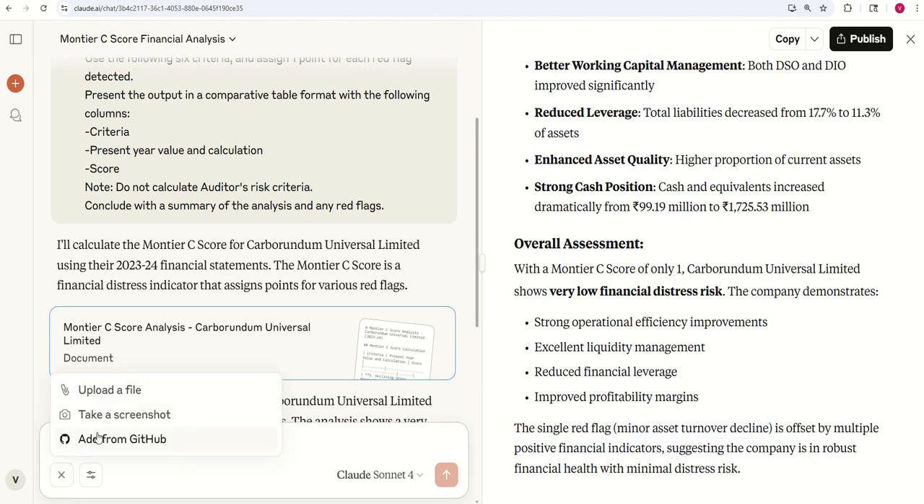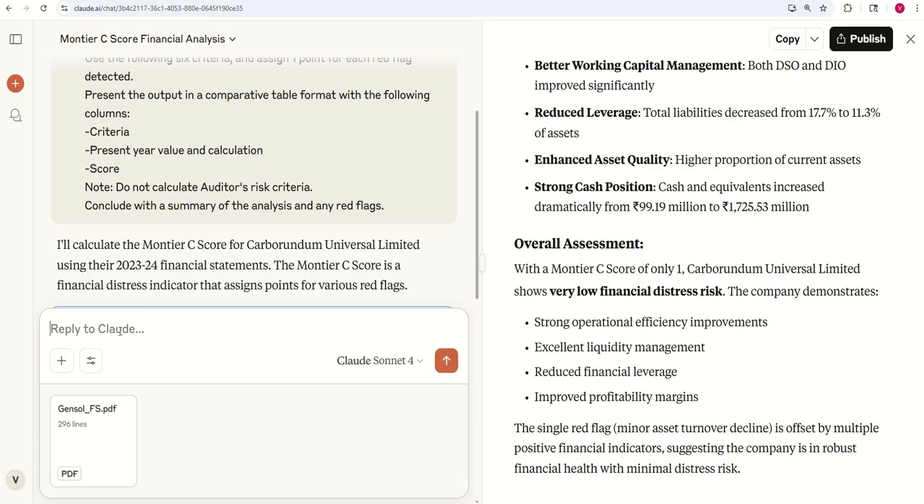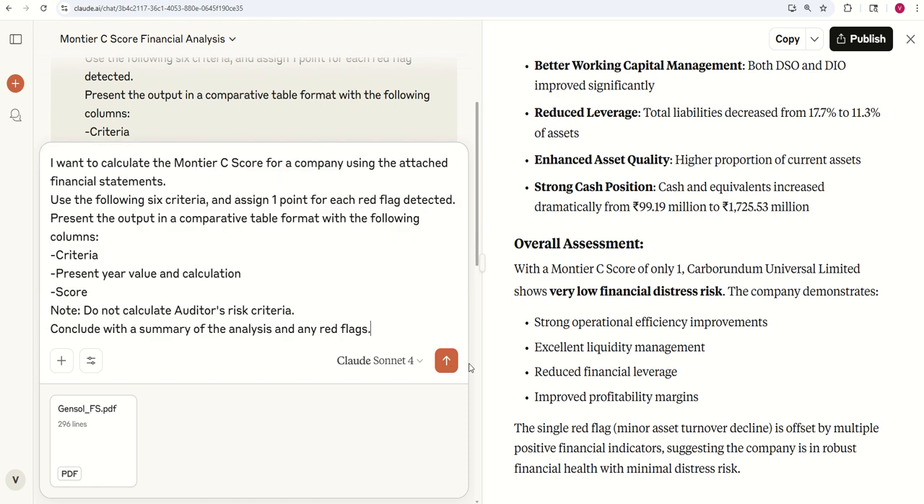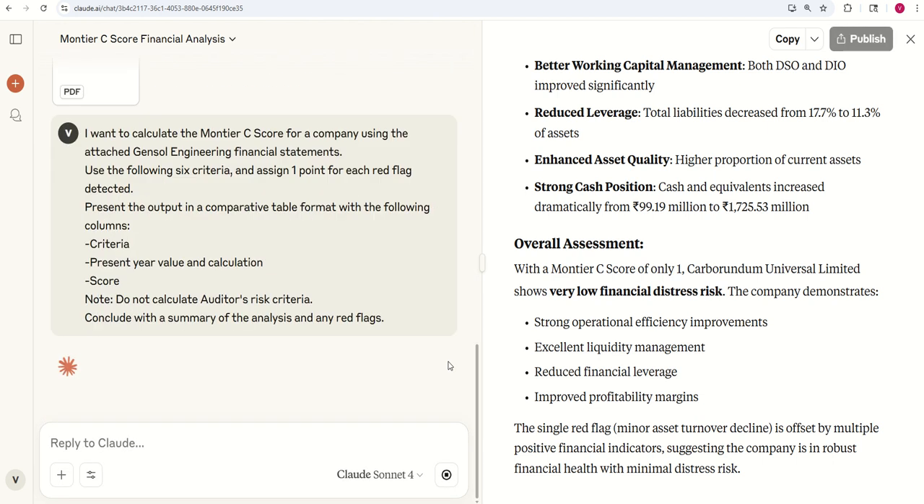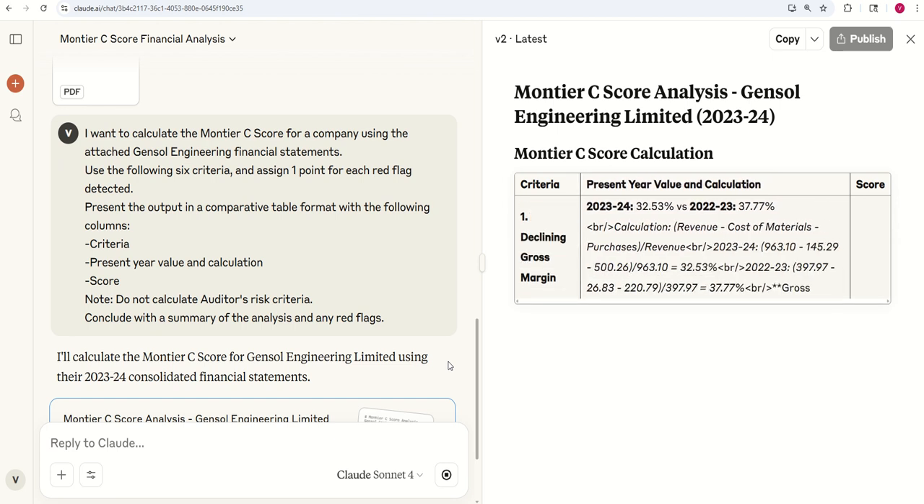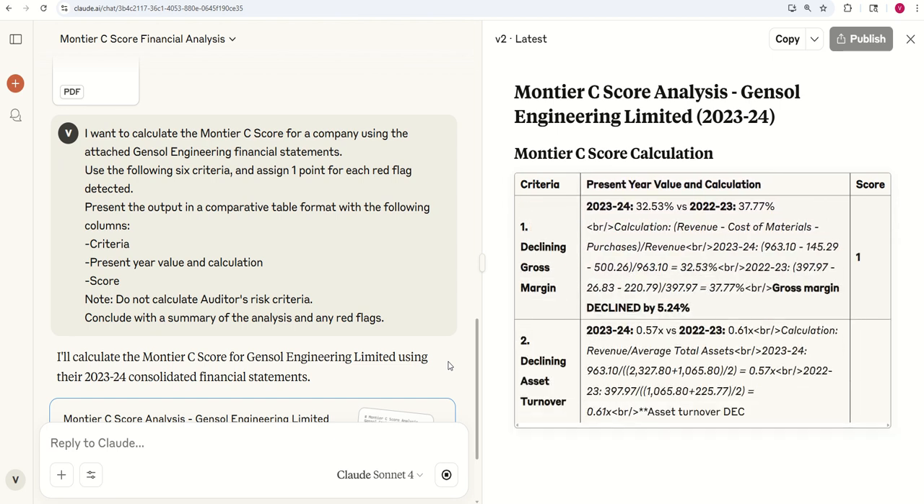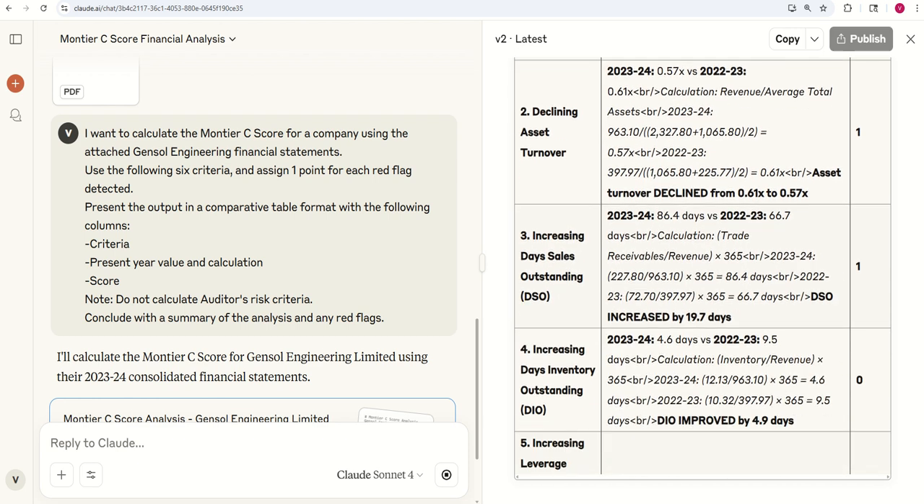So now we'll repeat the same with Gensol Engineering, and we'll put the prompt here. Attached Gensol Engineering financial statements. Now let us see how this result turns up. I purposely took two contradicting scenarios. One is Carborundum, which is a well-established company. Another is Gensol Engineering, which has been in the recent news for corporate governance issues. So let us see the results.